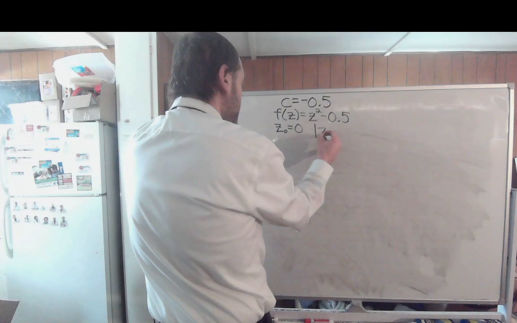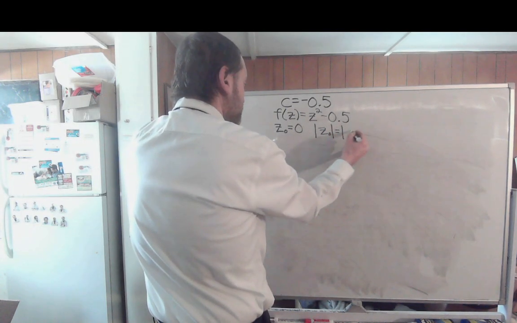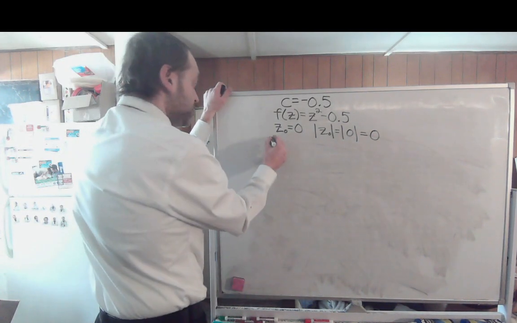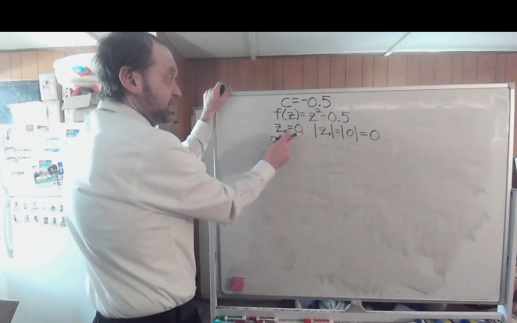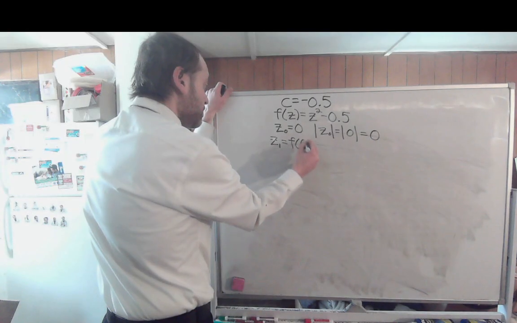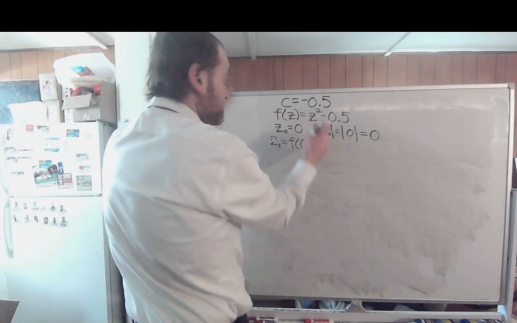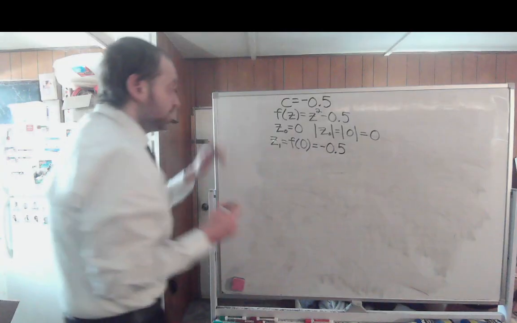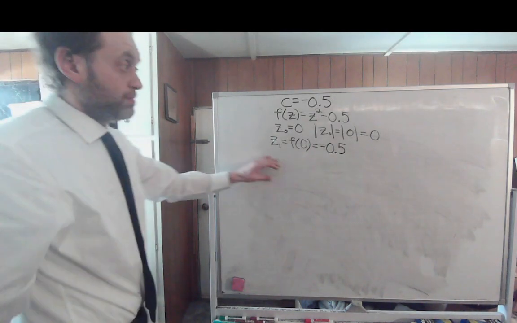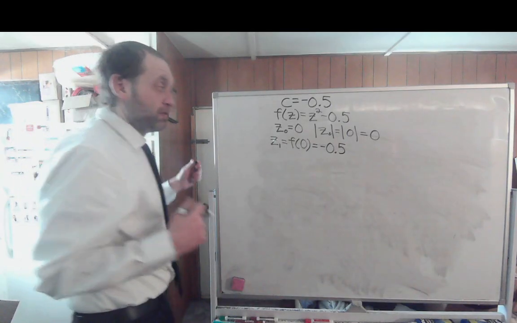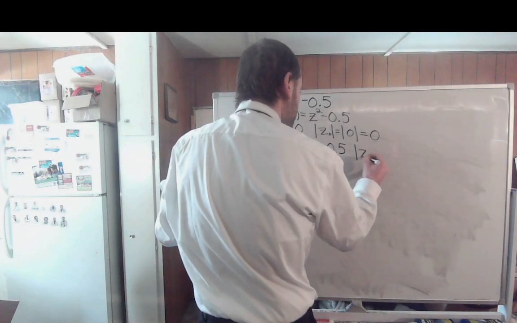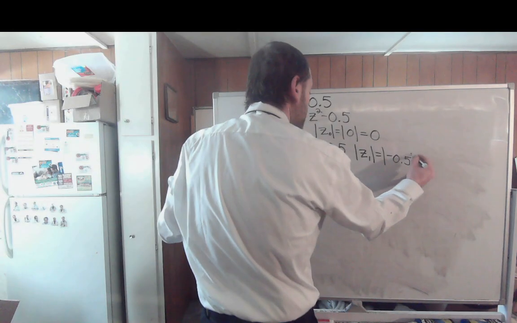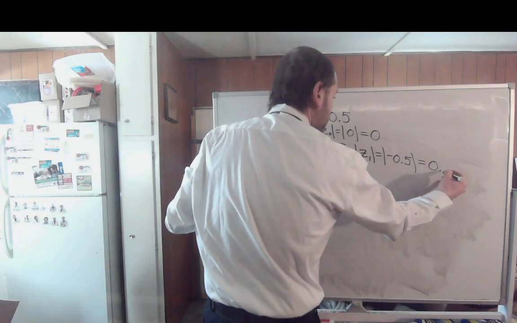So the absolute value of z sub 0 would equal the absolute value of 0, which would just be 0. That's an easy one. Now z sub 1 is equal to f of z sub 0, which would just be f of 0. Well, 0 squared is 0. You just end up getting negative 0.5. So z sub 1 is negative 0.5. Let's find the absolute value of z sub 1, which would be the absolute value of negative 0.5. That absolute value is 0.5.